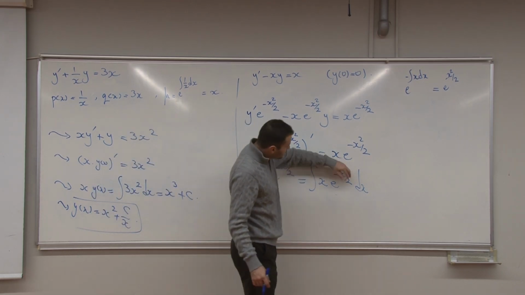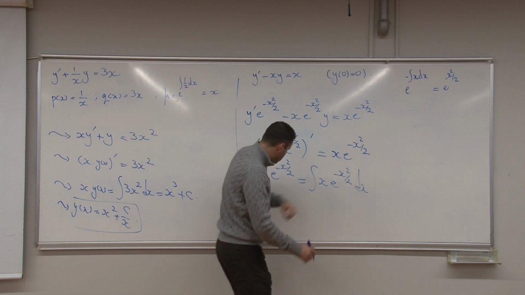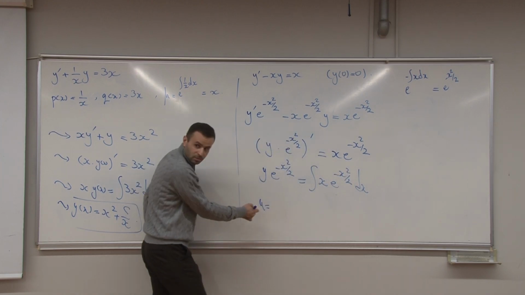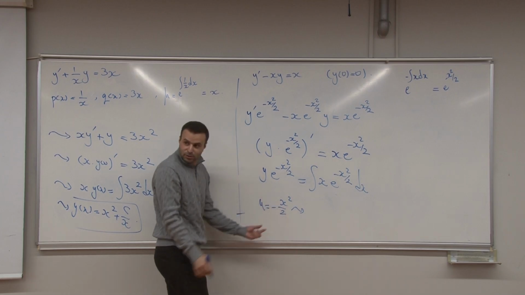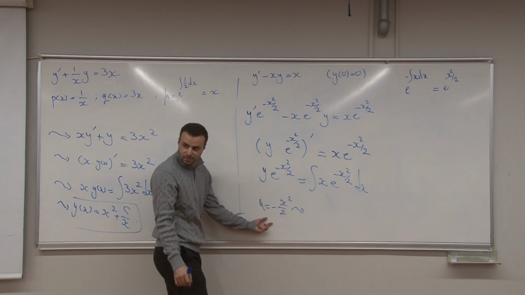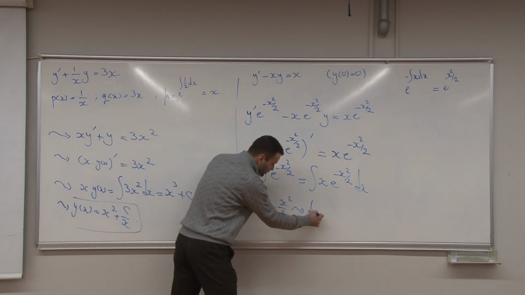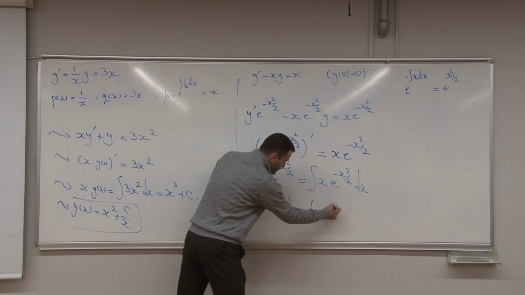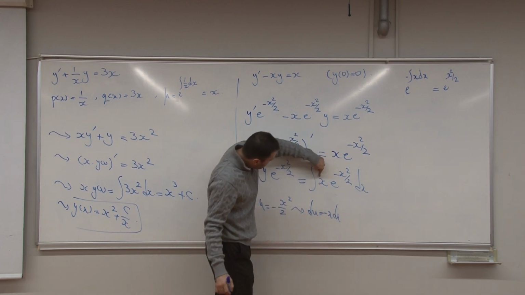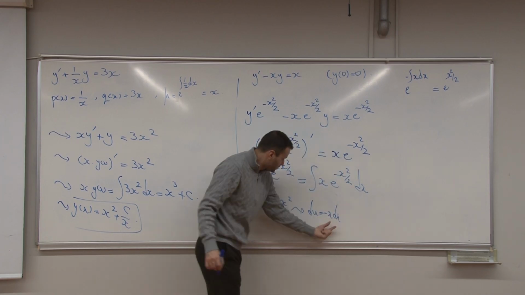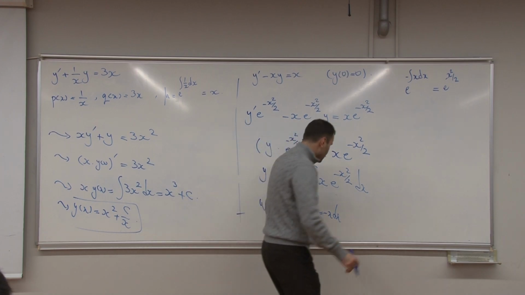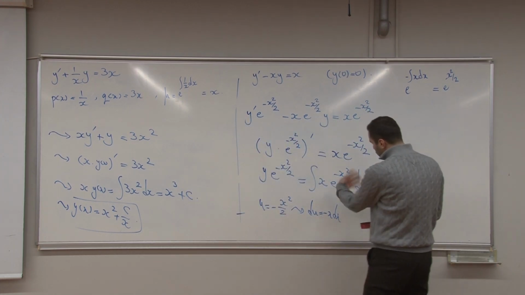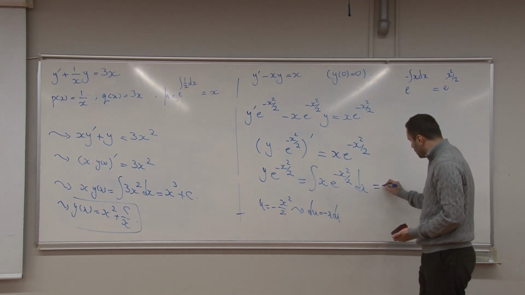Just make this equal to u, minus x squared over 2, plus c. What is our du then? Yes, this is right. du is equal to minus x dx. This x with this dx, I'm just going to replace with minus du. So what do we have? Minus du is equal to x dx.